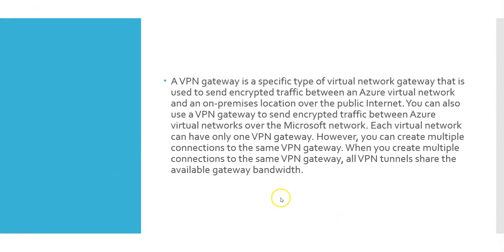A VPN gateway is a specific type of virtual network gateway that is used to send encrypted traffic between an Azure virtual network and an on-premises location over the public internet. We can also use a VPN gateway to send encrypted traffic between Azure virtual networks over the Microsoft network. Each virtual network can have only one VPN gateway. However, you can create multiple connections to the same VPN gateway. When you create multiple connections to the same VPN gateway, all VPN tunnels share the available gateway bandwidth.